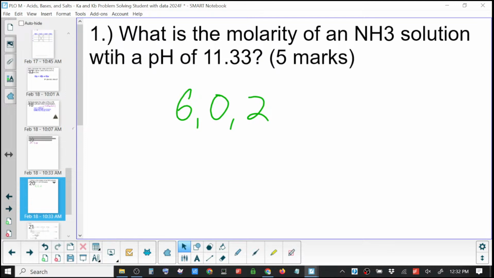You don't know the initial. You were given a pH, right? You're trying to find the initial. Maybe check with the other groups. Let's try. Yeah, I think we should.